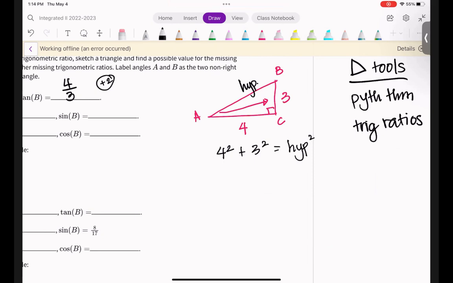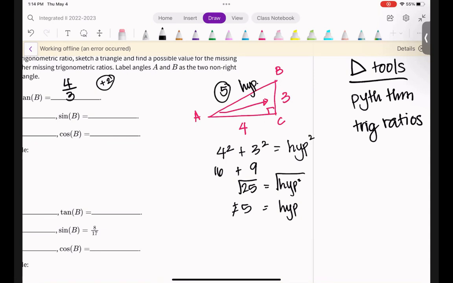Okay, so what is 4 squared? Yeah, it's 16. What's 3 squared? It's 9. What's 16 plus 9? Very good. So what number when I square it gives me 25? Very good. Technically, it's plus or minus 5, but we're going to cross out that negative because right now, as you know, triangles cannot have negative lengths. But guess what? Next year they do.